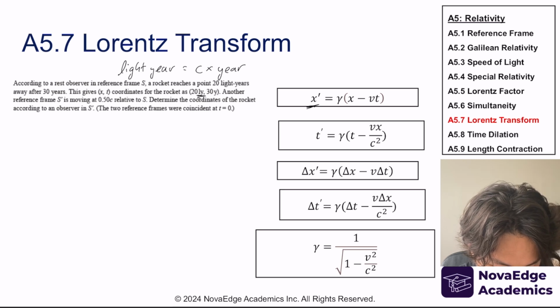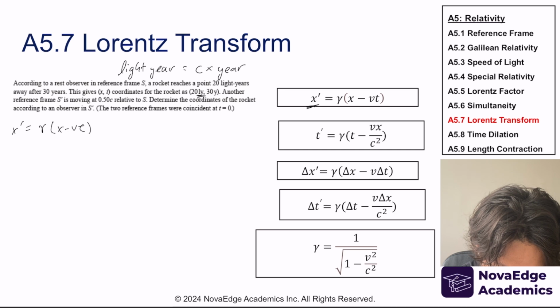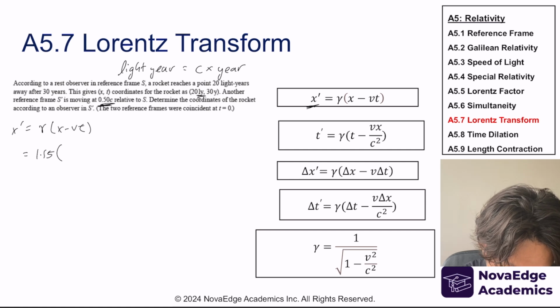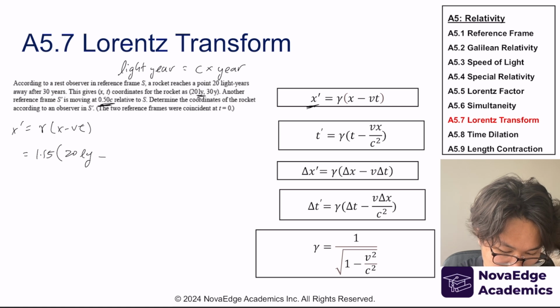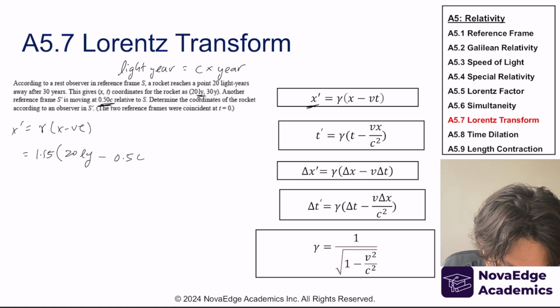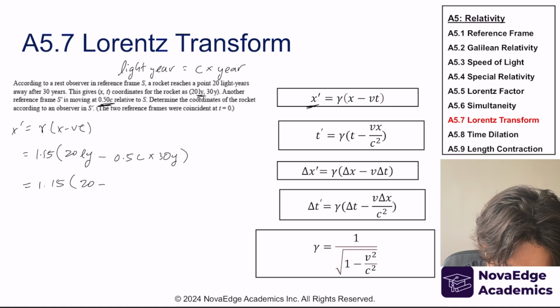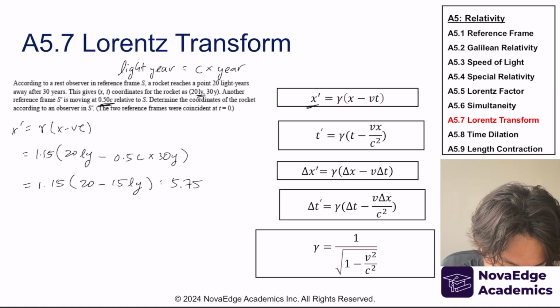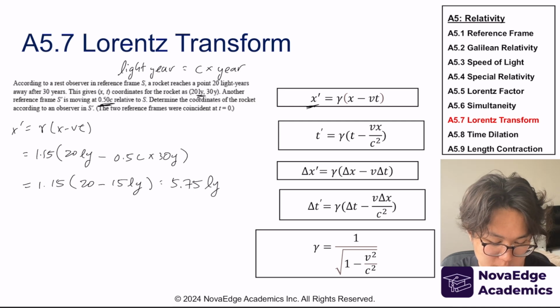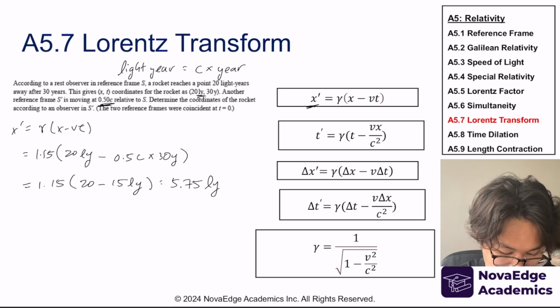So determine the coordinates. Again, same thing, right? So x prime is equal to Lorentz factor times (x minus vt). Again, same Lorentz factor because it's the same velocity at half the speed of light. X in this case is 20 light years minus vt. So vt has to match the unit of x. Vt has to also be in light years. So I'm going to keep it as c, and time here is 30 years. That's going to get me 15 light years here. So that's 5.75 light years. That's the coordinate for x prime, so reference frame S prime's perspective. Let's do t prime.